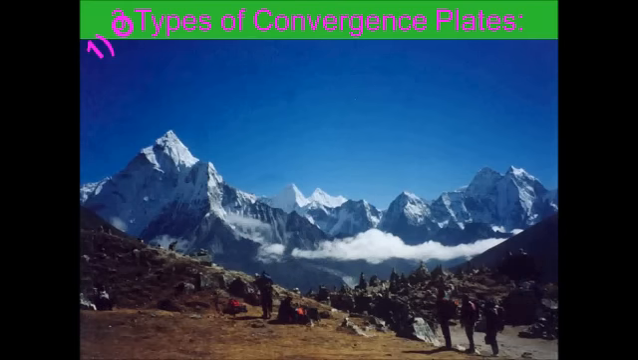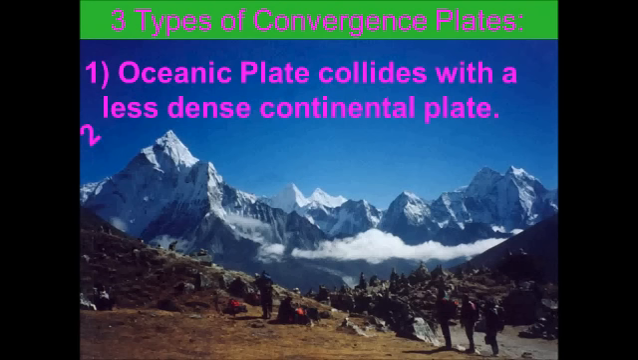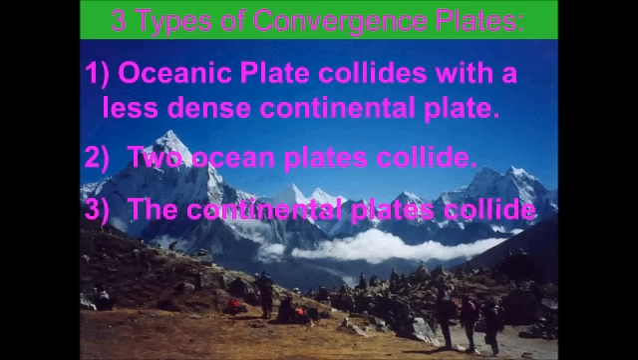We do have three main types of convergent plates. The first one is when the oceanic plate collides with a less dense continental plate. This is when you get your volcanoes. Type number two is when two ocean plates collide. This is probably one of the rarest of the three forms. And your third one is when the continental plates collide.